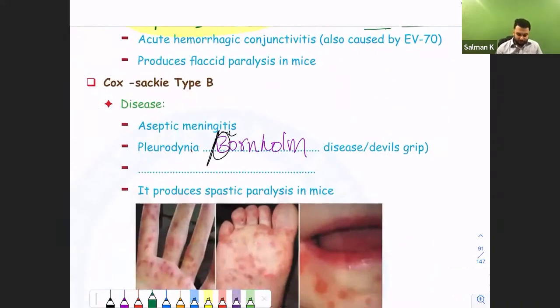Coxsackie B for B, please remember the name of the disease. That's how they can ask questions, even though it might be a rare thing in reality, but they might love to ask that. Bornholm disease. What is the name of the disease here? Bornholm disease. Okay. This is the guy that is going to be known as devil's grip because it is a myalgia in the intercostal muscles. Okay. It's as if somebody is gripping over you. That is the word. Okay.